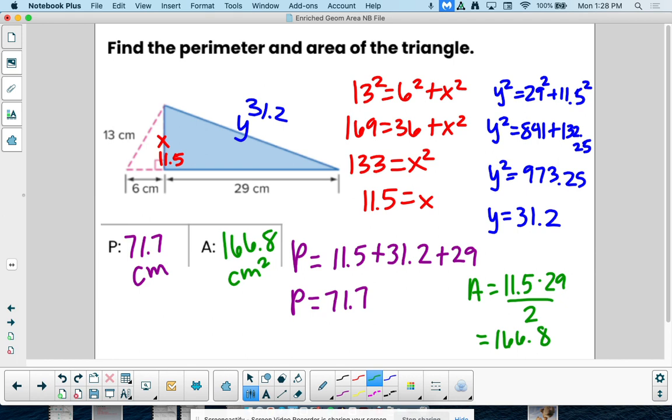Are we close? Do we match? More so check my work. Did I do it right? Yep, 166.75. I think that's a wonderful answer. That's better than my answer.